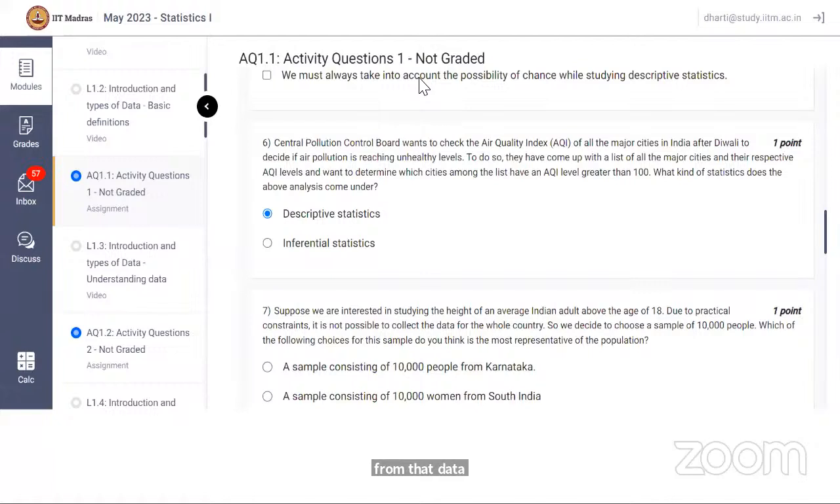Okay, understood. Ma'am, in question number 4, the last sentence. Just a minute. Please mute. Who was talking? Unmute yourself. Yes, ma'am. Question number 4.